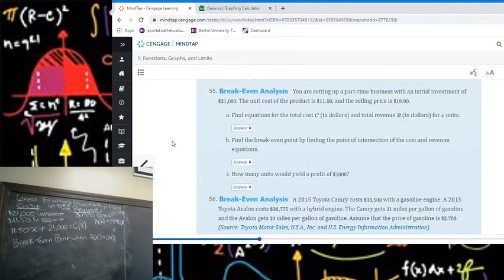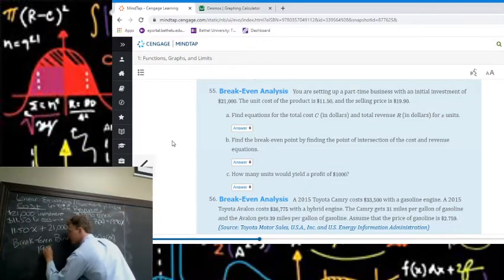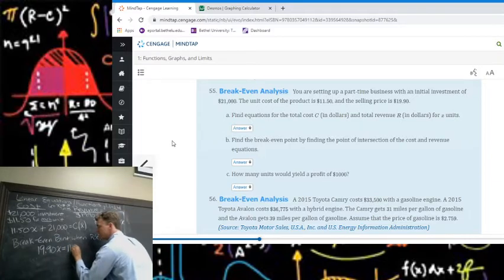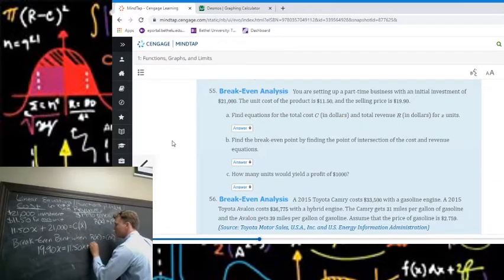There you go. We have our break-even point when our revenue equals our cost. Let's go ahead and try that out here. Let's set revenue equal to cost. The 19.90x equals our cost of 1150x plus 21,000.